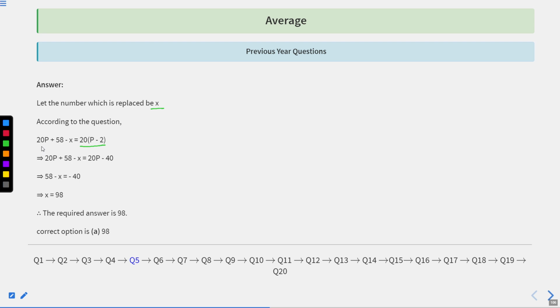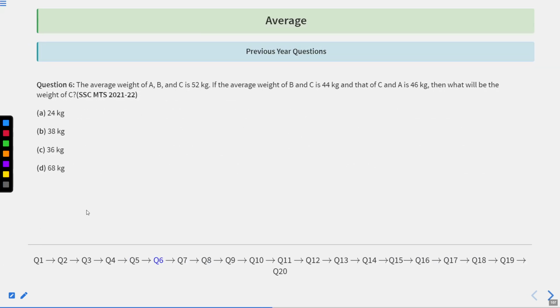On the left hand side, 20p is the sum of all the p values, and 58 minus x is the change. So it is 20p plus 58 minus x equal to 20p minus 40. So we will get x equal to 98, and that is exactly what we wanted to find in the initial stage. So the correct answer here will be option number A, 98.